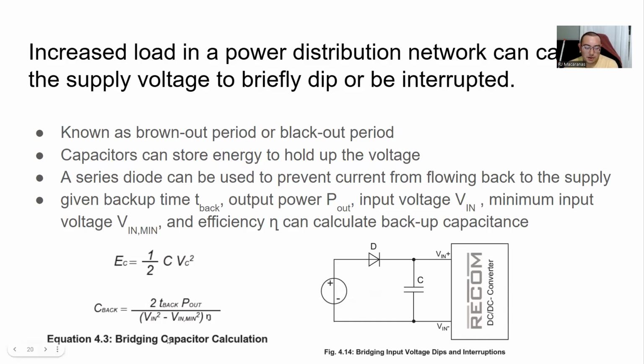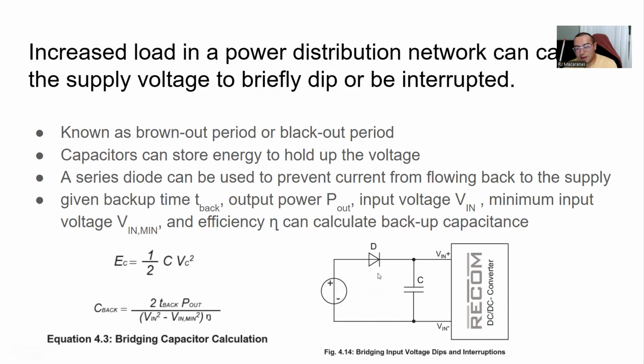So here in the book, they have an equation where you can determine how much capacitance you need given how much backup time you want and how much output power is being drawn from the converter, the input voltage, the minimum input voltage, and the efficiency. Just using those parameters, you can determine how much capacitance you need. They call it the bridging capacitor.